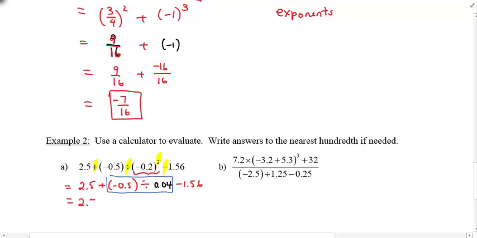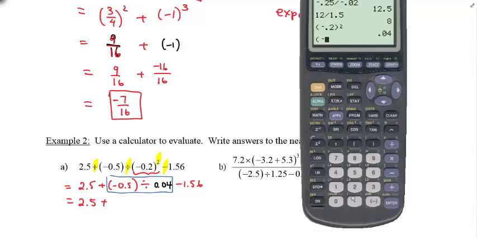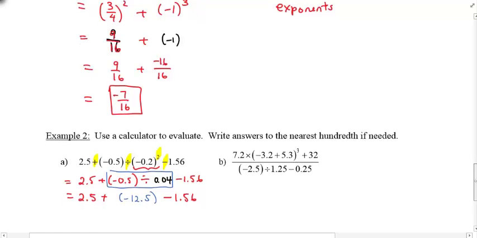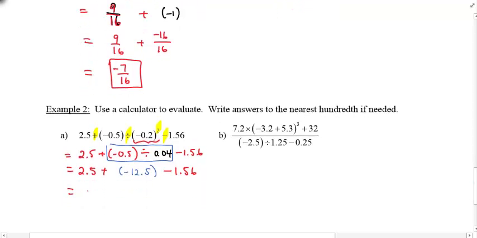So once again, I'll just put all the stuff we're not dealing with in red. Let's take now negative 0.5 and divide that by 0.04. Oops. And we get the number negative 12.5. So this becomes negative 12.5. And we're still going to have the minus 1.56 at the end. So now we have addition. We're adding the opposite here, so that just becomes 2.5 minus 12.5 minus 1.56.